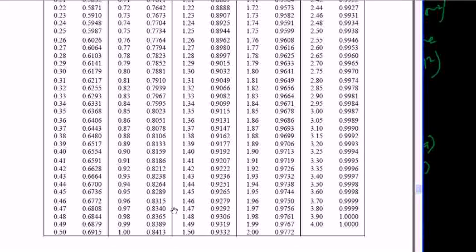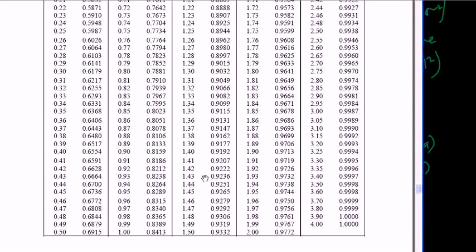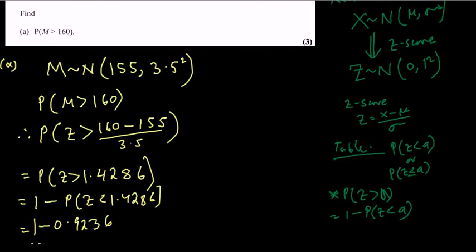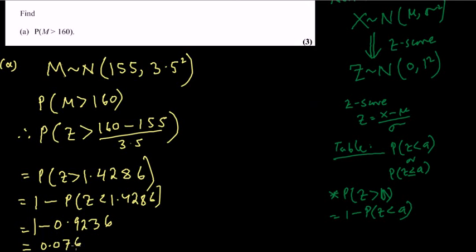0.9236. 1.43 is 0.9236. So let me write it down, 1 minus 0.9236. Let me double check. 1.43 is 0.9236. That's all right. So let's subtract this, bring out our calculator. This is 1 minus 0.9236. So the probability should be 0.0764. So that's the probability of A, 0.0764.